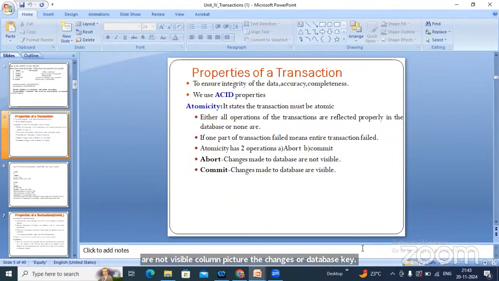Commit means the changes made to the database are visible. After completion of the transaction, it is going to show.